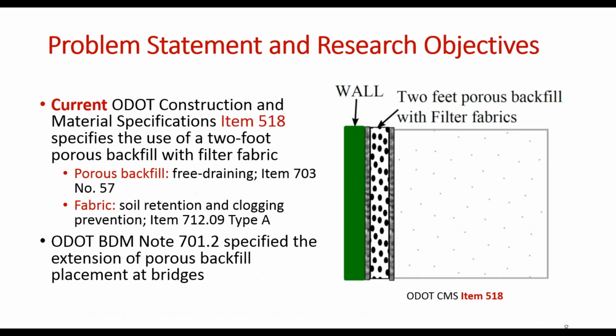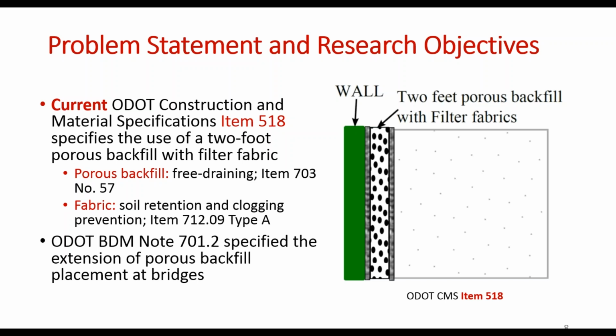We want to drain it out. Currently, ODOT has specifications on this. Item 518 specifies the use of a 2-foot porous backfill behind the wall, wrapped with a filter fabric. This porous backfill is free draining, and it should conform to Item 703, number 57. These have pretty large particle sizes, so it's free draining.